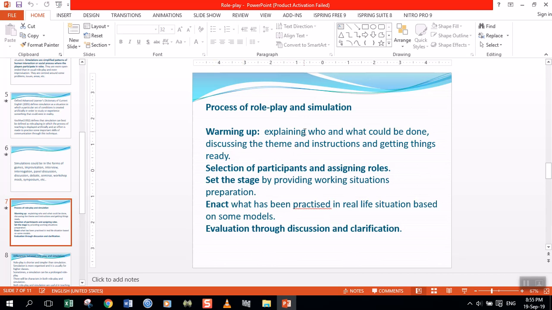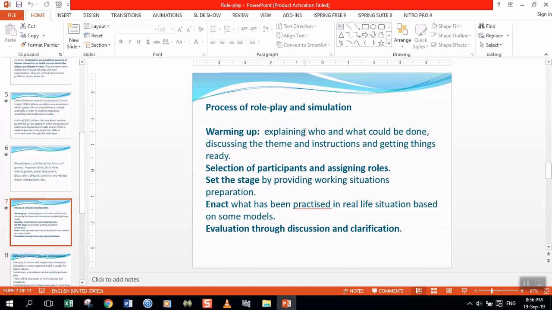Number two, warming up means the whole class will be engaged to discuss the simulation or role play. They will discuss the topic, what they are going to do and how, and then they become almost ready, and decide what theme they are going to discuss. So this is what happens in the preparation. Then from the whole class, a few participants are selected and assigned a task, meaning they are given certain roles. After giving the roles, students go through certain texts, try to understand the text, and then bring out the dialogues.